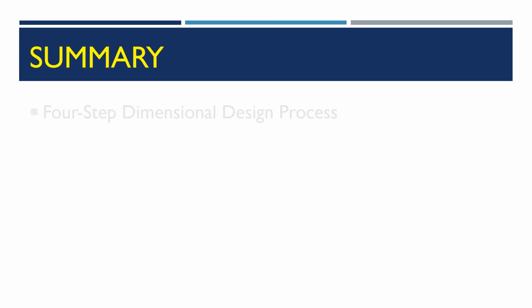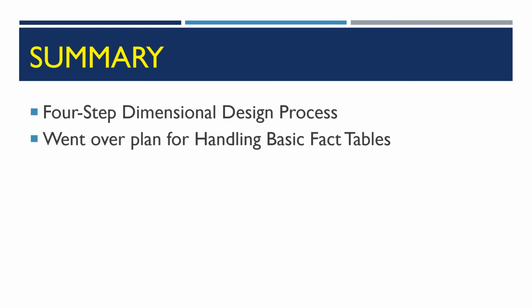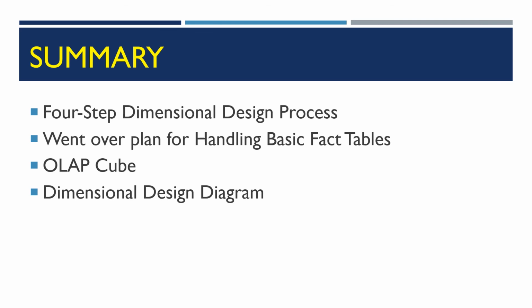So, a quick summary. We went over the 4-step dimensional design process, went over the plan for handling basic fact tables. We talked about the OLAP cube, dimensional design diagram, and compared star schema versus snowflake schema. And of course, the summary.